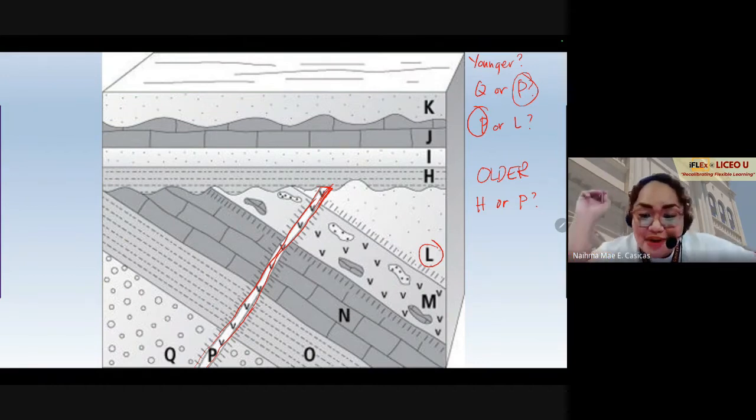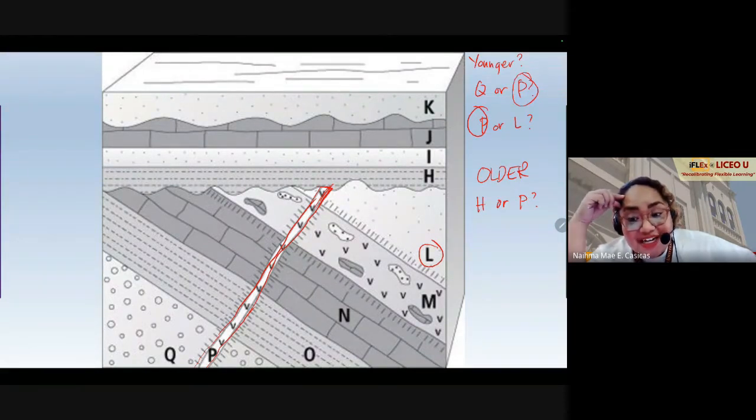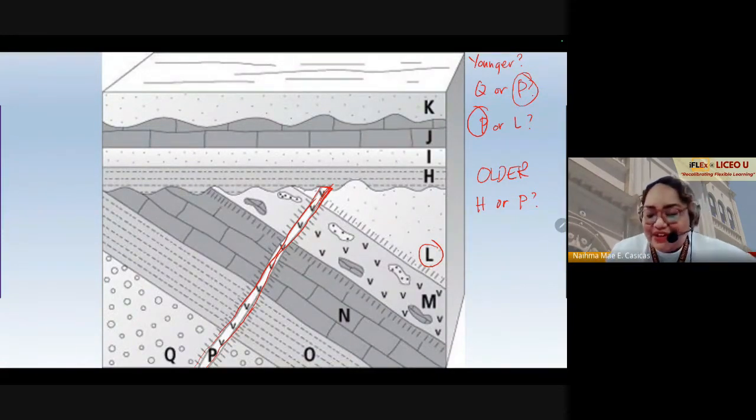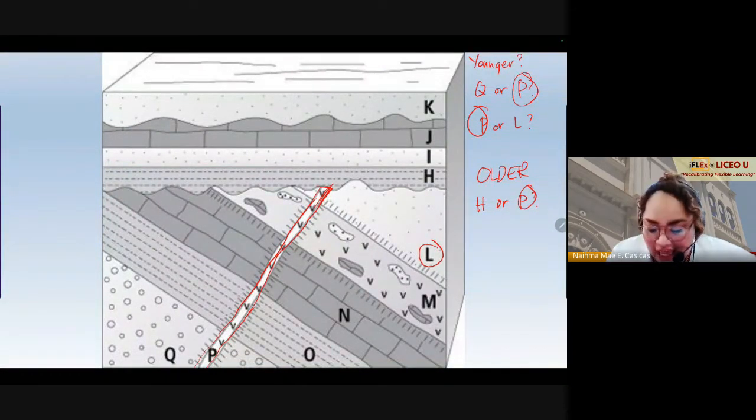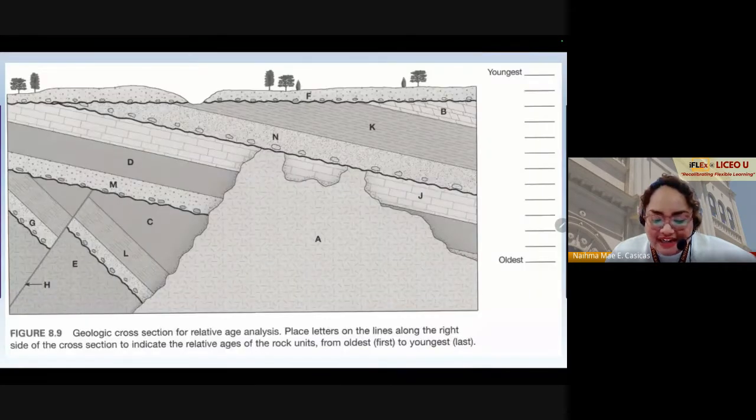Okay. But do you remember what I said earlier? The topmost layers are younger than the layers below. Right? The topmost layers are younger than the layers below that. So, which is really older, H or P? It is P. Very good. P is below H, right? So that means P would be older than layer H. Okay. How about this one?